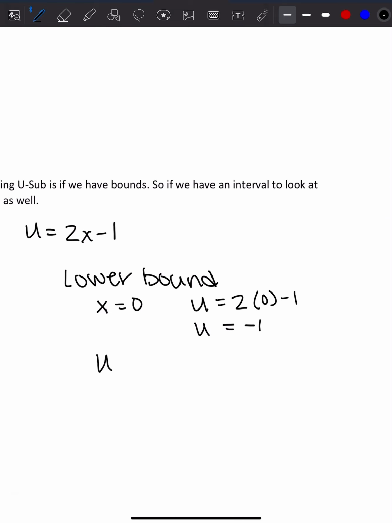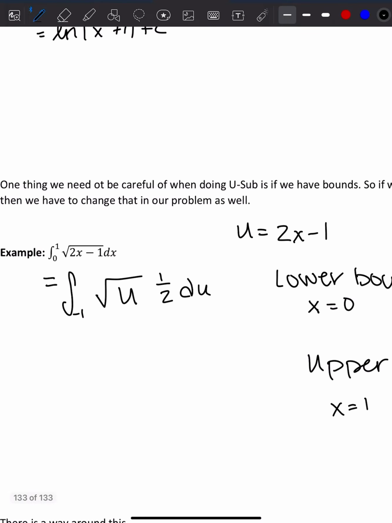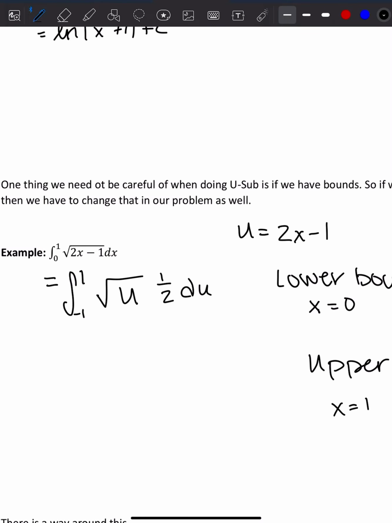We're going to do the same thing for the upper bound, but this time we're going to look at x equals 1. So u is equal to 2 times 1 minus 1. So 2 minus 1. So u is equal to 1. So when I change this to u's, we are now kind of shifting what our bounds are.